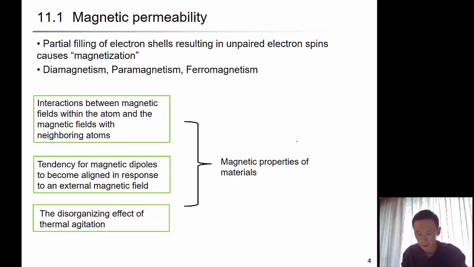So then how does this magnetization occur? Partial filling of the electron shells resulting in unpaired electron spins causes the magnetization. And depending on the material and how they react to the magnetic field, the materials can be categorized into three: diamagnetic material, paramagnetic material, and ferromagnetic material. And the magnetic properties of the material are affected by three components: interactions between magnetic fields within the atom and that magnetic field with neighboring atoms, the tendency for magnetic dipoles to become aligned in response to an external magnetic field, and the disorganizing effect of the thermal agitation. So this is about the effect of temperature and the diffusion.